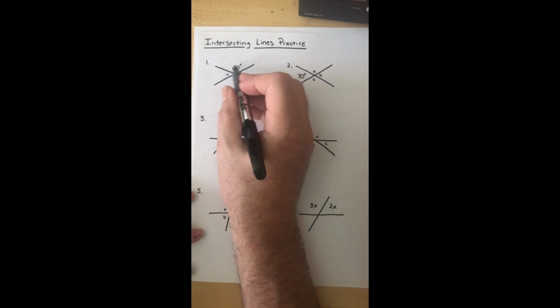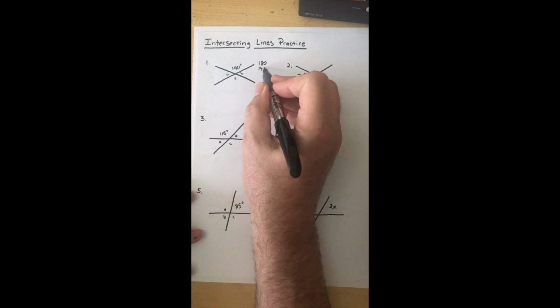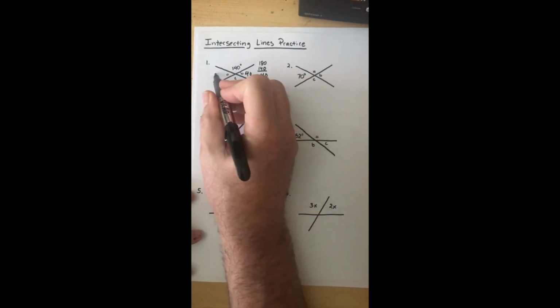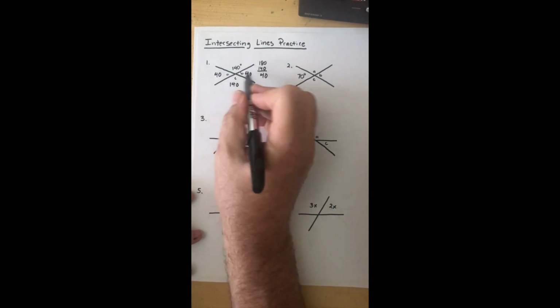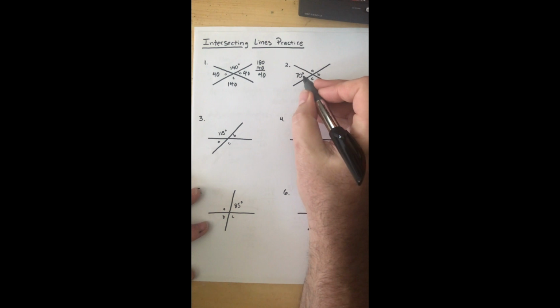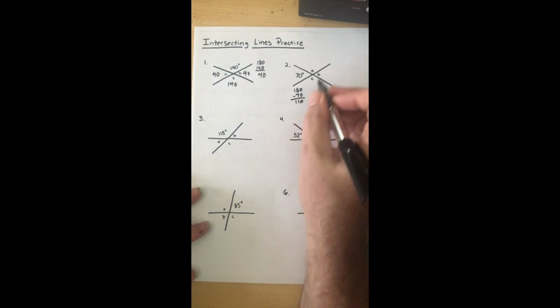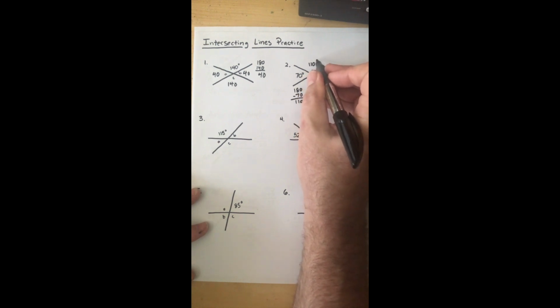I have 140 here. If I take 140 away from 180, I'm left with 40, which goes here, the vertical angle over here, and the 140 goes down here, vertical angles. Number 2, I'm going to take 70 away from 180, and I'm left with 110. So 70 goes here as a vertical angle, the 110 goes here, and there's its vertical pair.